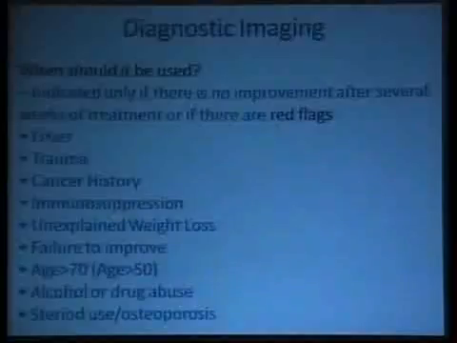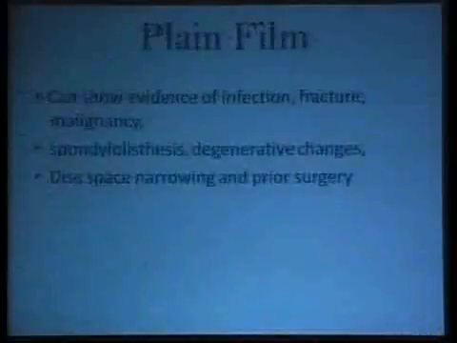When should we get the imaging or further investigation done? There are certain red flags in any patient's history and physical exam, which include fever, trauma, history of malignancy, immunosuppression, unexpected weight loss, failure to improve, that is, the back pain is not improving despite appropriate therapy. That could be an indication. If the patient is elderly or too young, history of alcohol or drug abuse, or history of steroid use if you are suspecting osteoporosis.